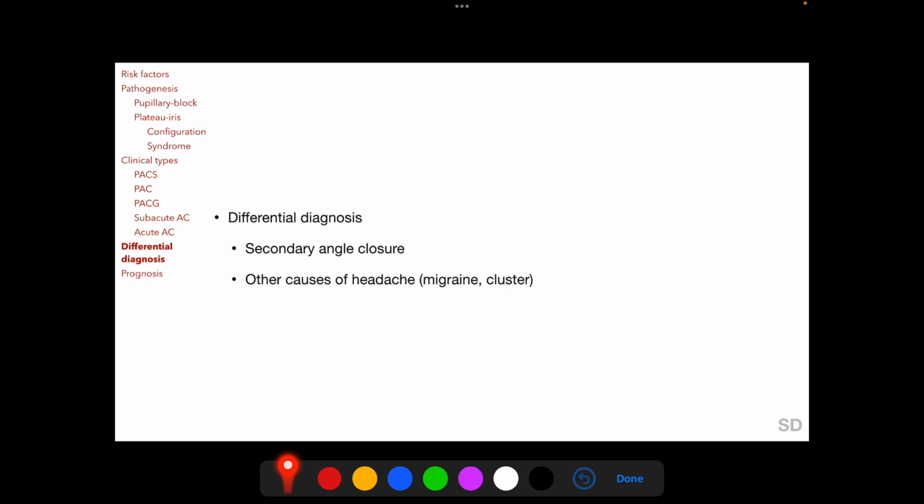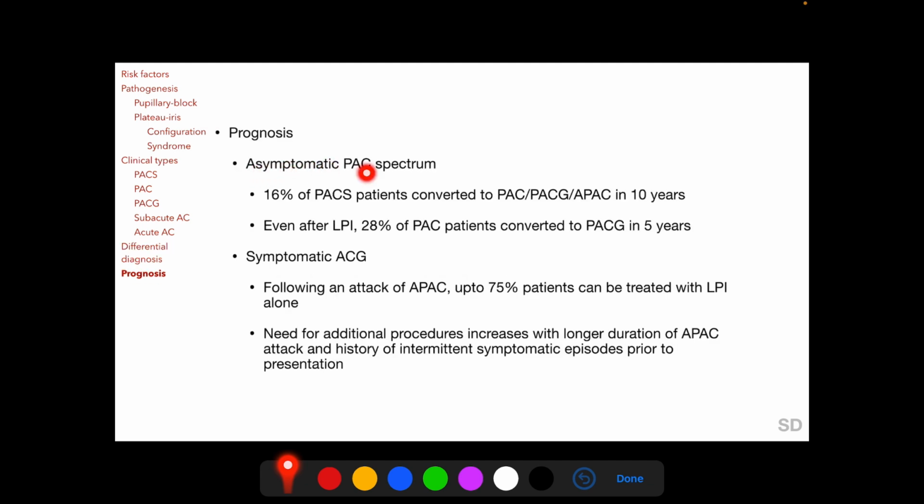In the asymptomatic PAC spectrum, a study from Greenland reported that 16% of PACS patients converted to PAC, PACG or APAC in 10 years' time, and a study from India reported that even after LPI, 28% of PAC patients converted to PACG in 5 years' time.